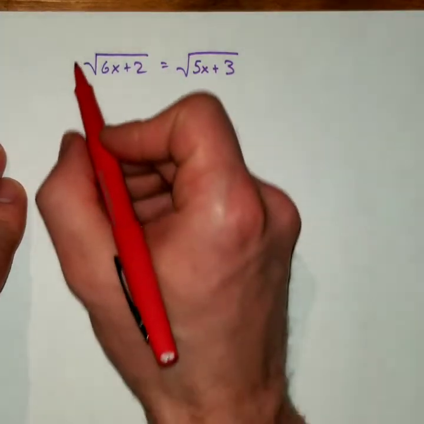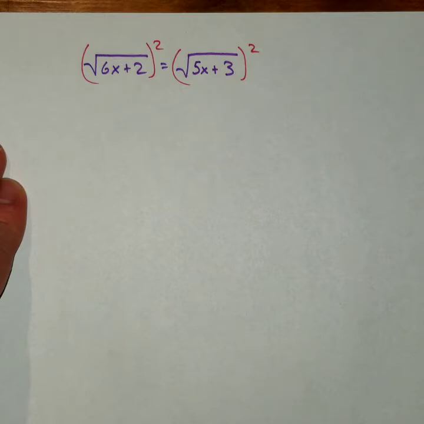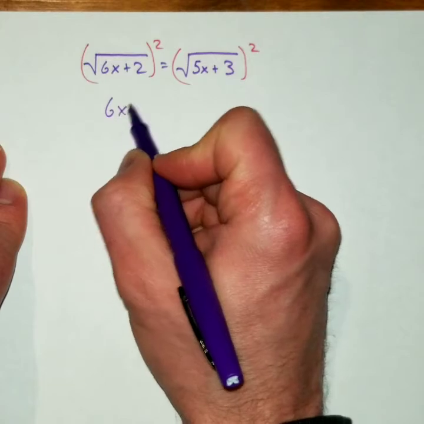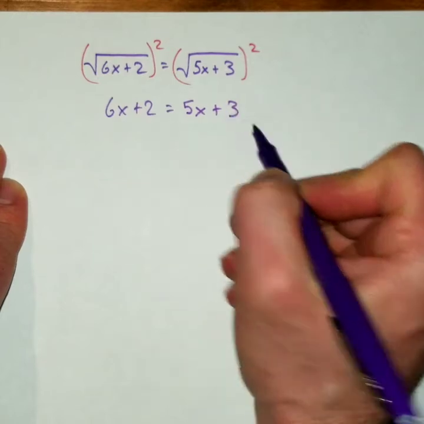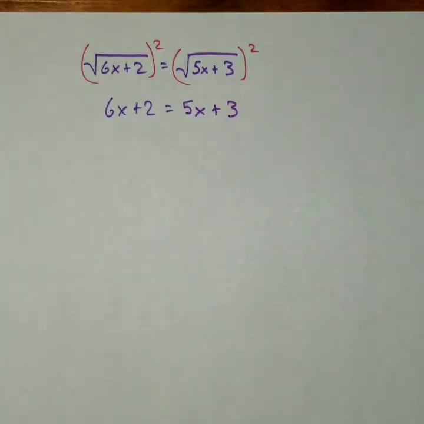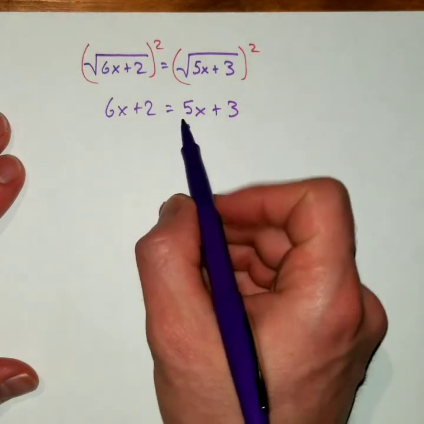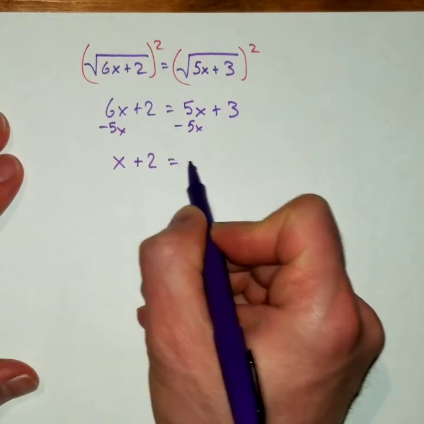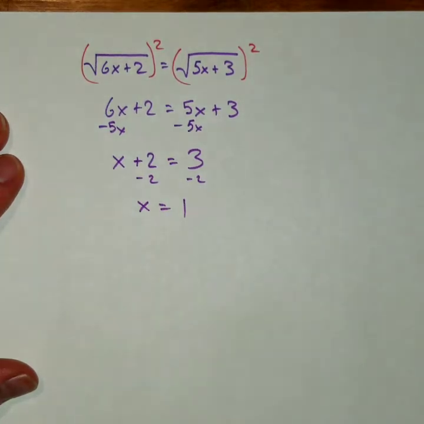So we can jump right to squaring both sides. Square the left, square the right. Now again, the square of a square root, they drop out, you just get the stuff underneath. And on this side, the square of a square root again just is the stuff underneath. Alright, and now we're going to solve the resulting equation as is. If I were to subtract the 5x from both sides, I get an x plus 2 equals 3. Subtract the 2, and I just get x equal to 1.